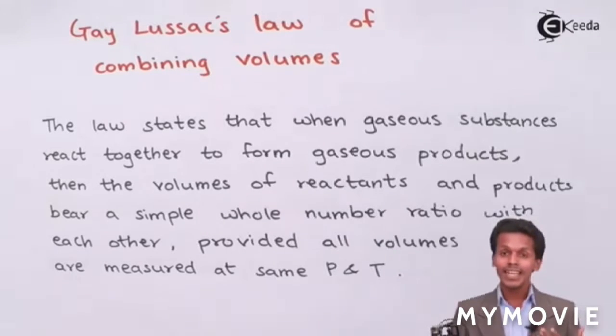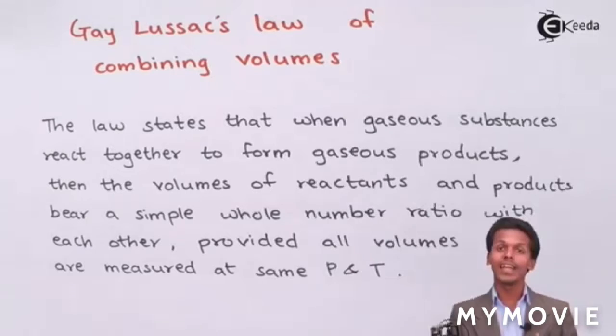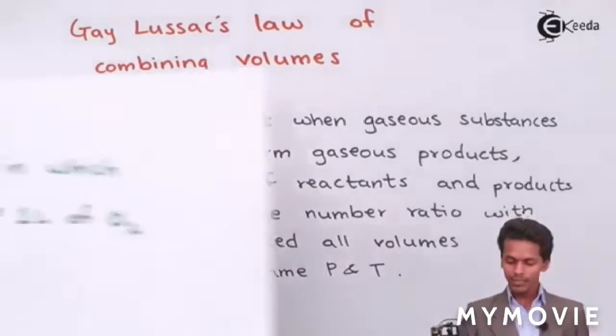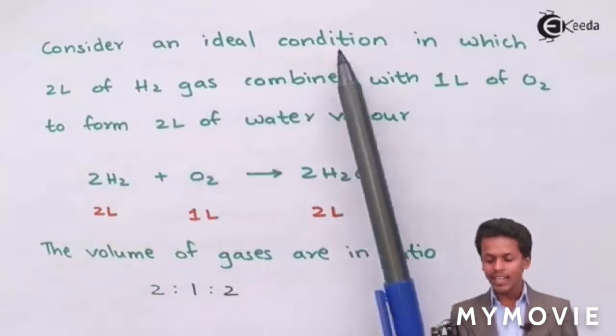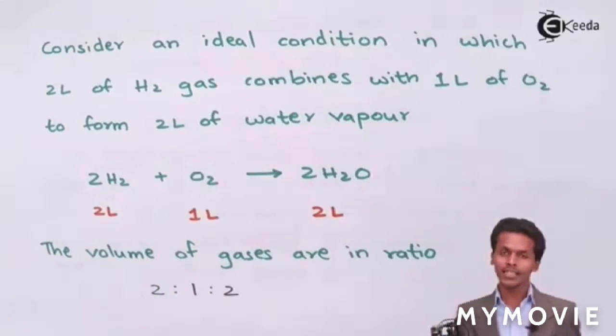So let us see an example of it and let us elaborate this definition very clearly in our mind so as to understand what this law means. So now, let us see an example. Consider an ideal condition. In this case, the ideal condition is that the pressure and the temperature are kept constant throughout the whole reaction.